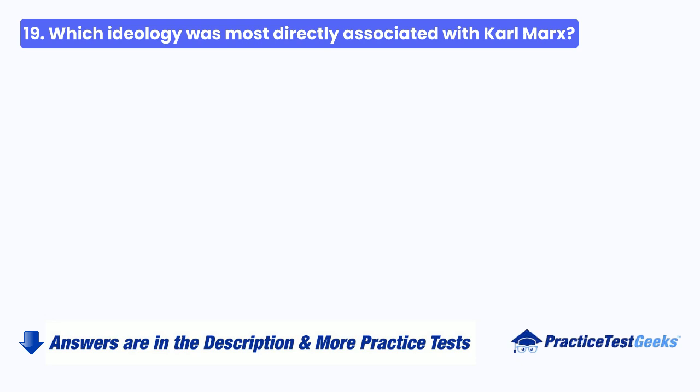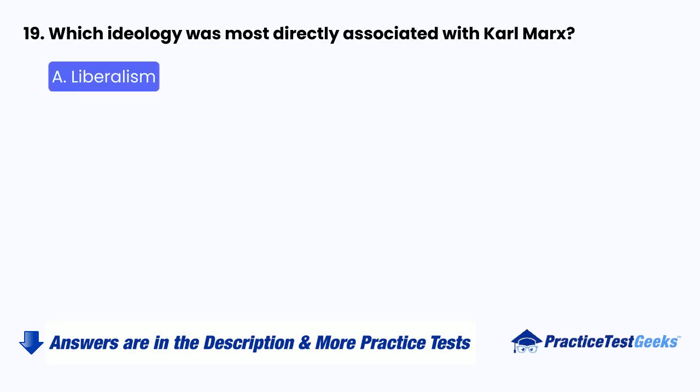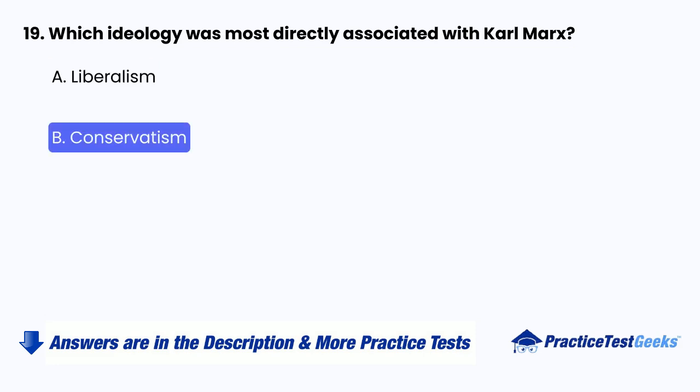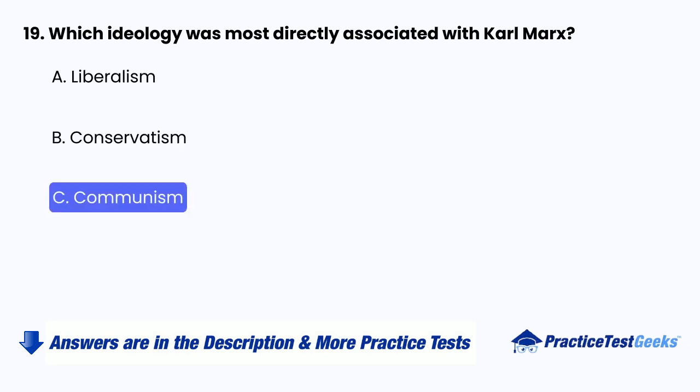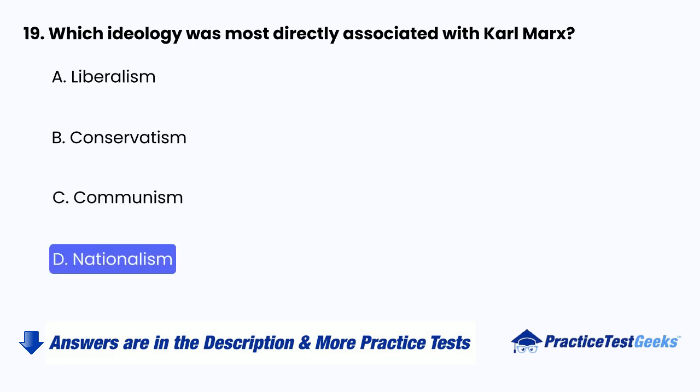19. Which ideology was most directly associated with Karl Marx? A. Liberalism. B. Conservatism. C. Communism. D. Nationalism.